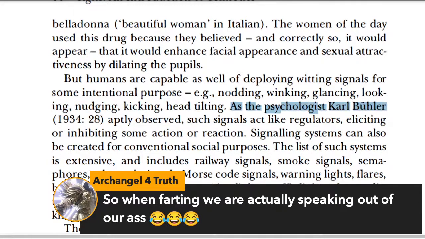As the psychologist Karl Bühler aptly observed, such signals act like regulators, eliciting or inhibiting some action or reaction. Signaling systems can also be created for conventional social purposes. The list of such systems is extensive and includes railway signals, smoke signals, semaphores, telegraph signals, Morse code signals, warning lights, flares, beacons, bale fires, red flags, traffic lights, alarms, distress signals, danger signals, whistles, sirens, bleepers, buzzers, knocking, gongs, bells, and drums.